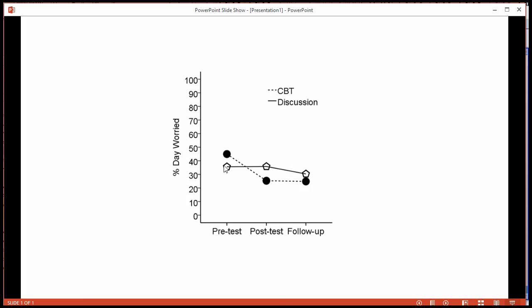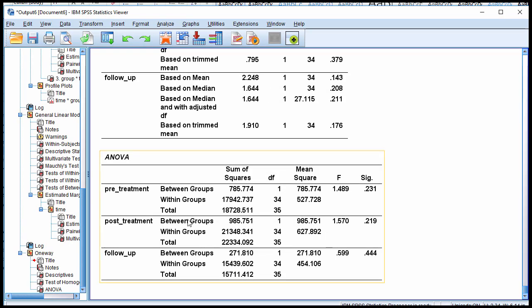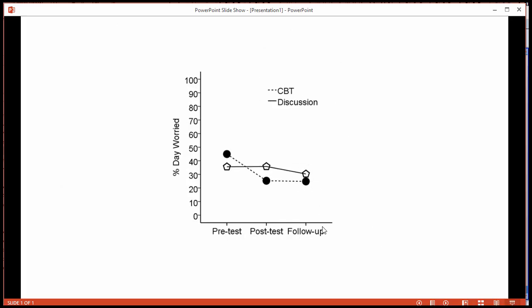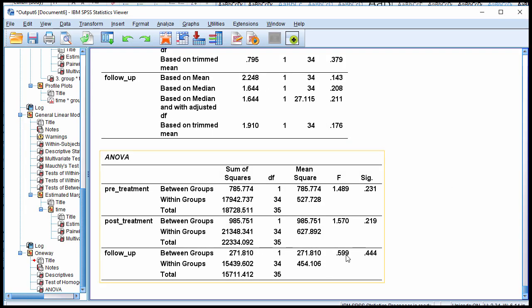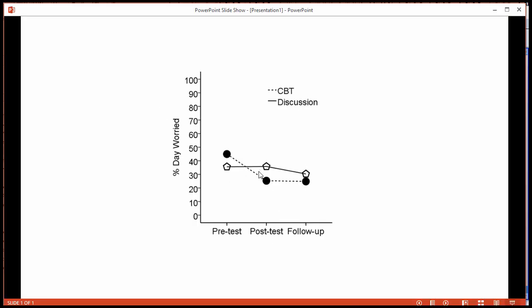Now, in this sort of study, you wouldn't want them to be statistically significantly different from each other because you're allocating people randomly or semi-randomly to treatment groups, right? You don't want to see a difference here. If anything, Weatherall et al. would be a bit disappointed that they actually saw some numerical difference at all. Fortunately, it's not statistically significant, but this difference is also not statistically significant on the basis of this F test, post-treatment, F 1.57, p equal 0.219. And this difference is also not statistically significant. F equal 0.599, p equal 0.44. So none of the differences are statistically significant.